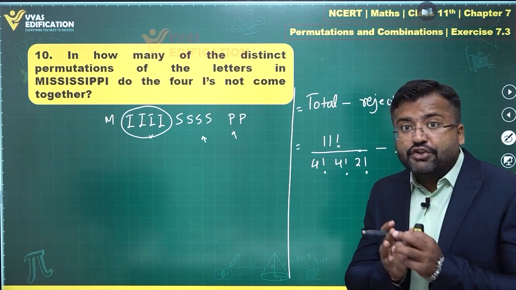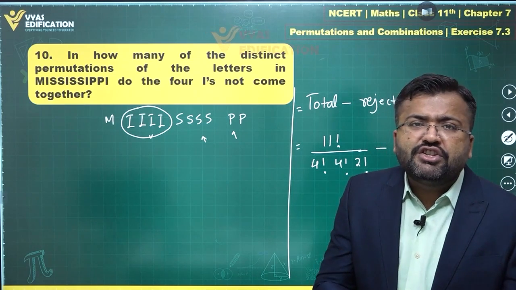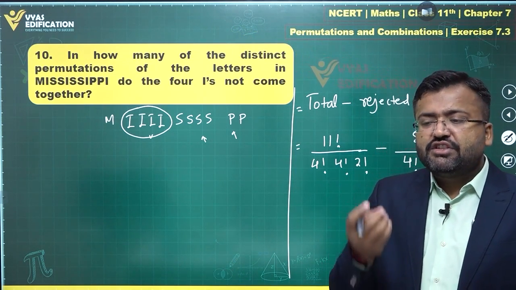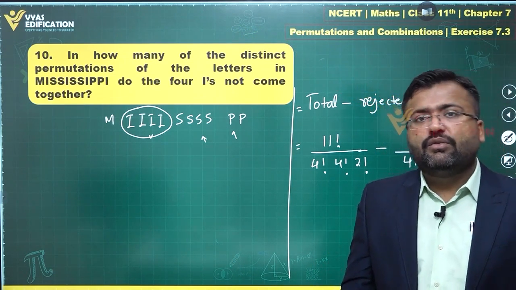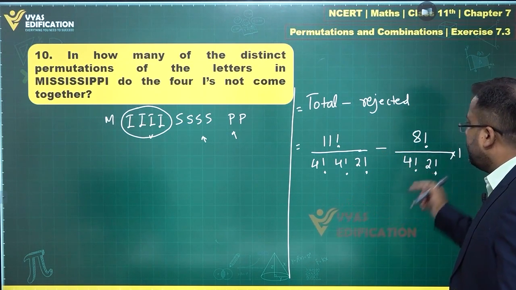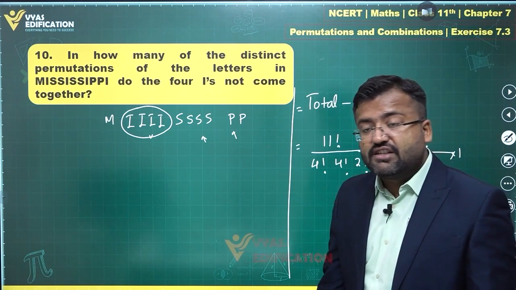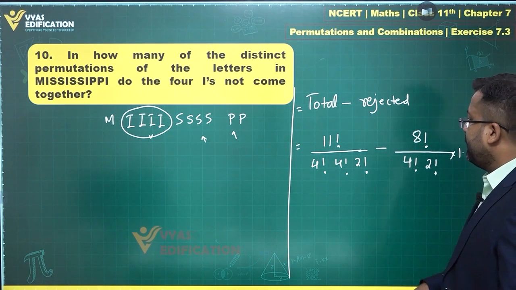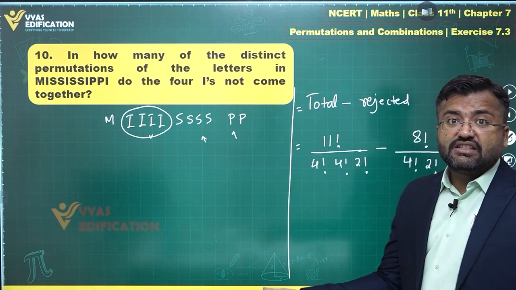The 4 I's that are present in the bag, their internal permutation will not have any impact. Their internal permutation will be 4 factorial, but they are all 4 alike, so we'll have to divide by 4 factorial again. So 4 factorial over 4 factorial is actually 1. The 4 I's come together and they are alike, therefore 1 for that. And this is the final answer that we are interested in.